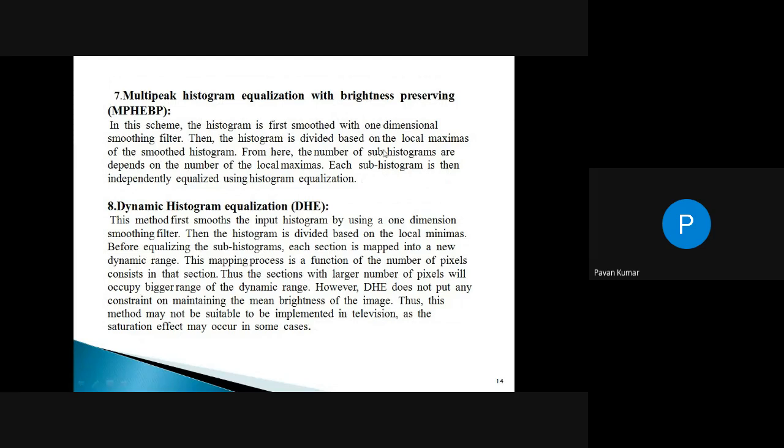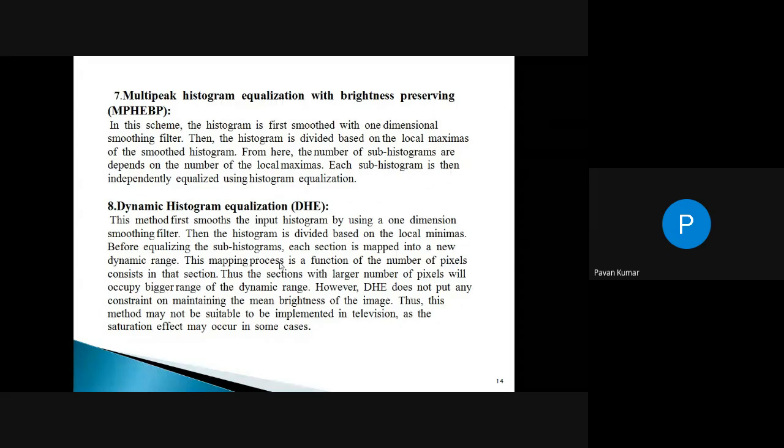Whereas dynamic histogram equalization is the same as multi-peak histogram equalization, but here we depend on local minimas. Based on the local minima, this method will split the histogram into subsections, and for each subsection we will apply histogram equalization, and finally we will combine.